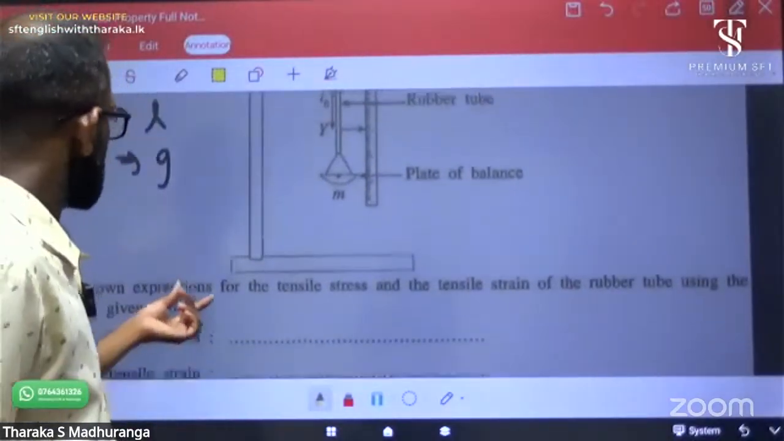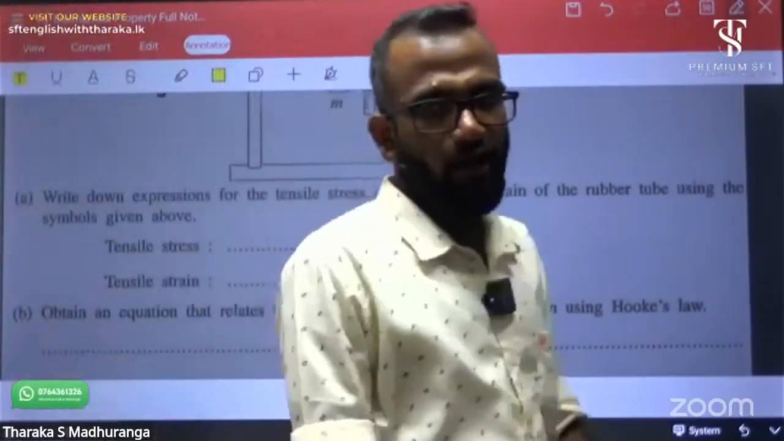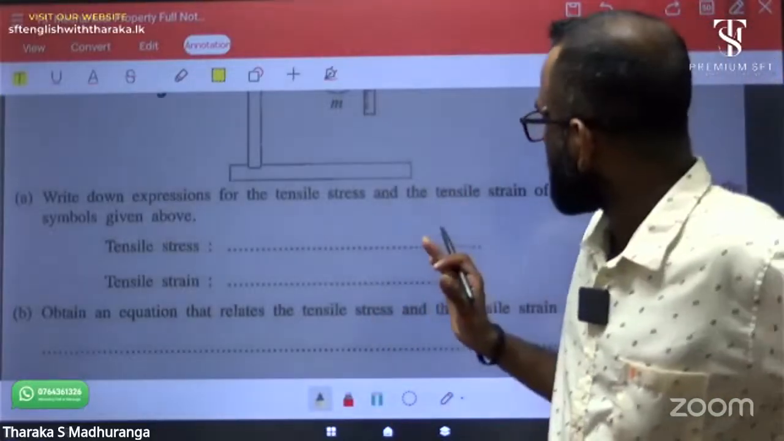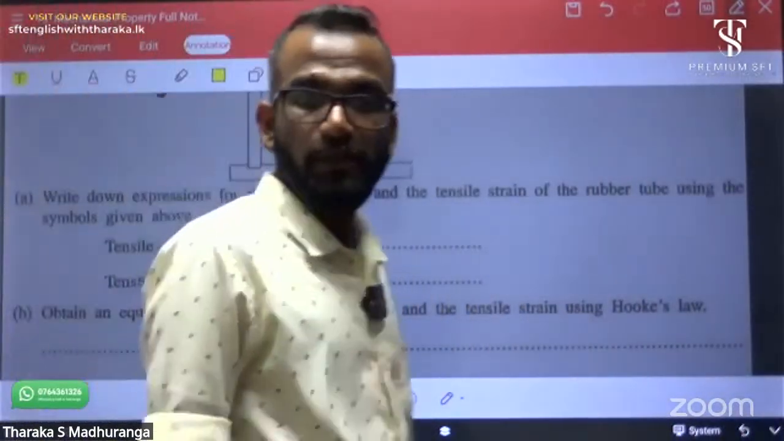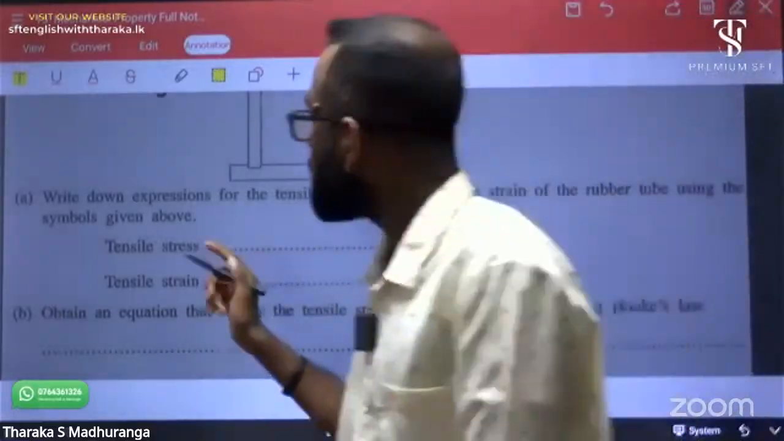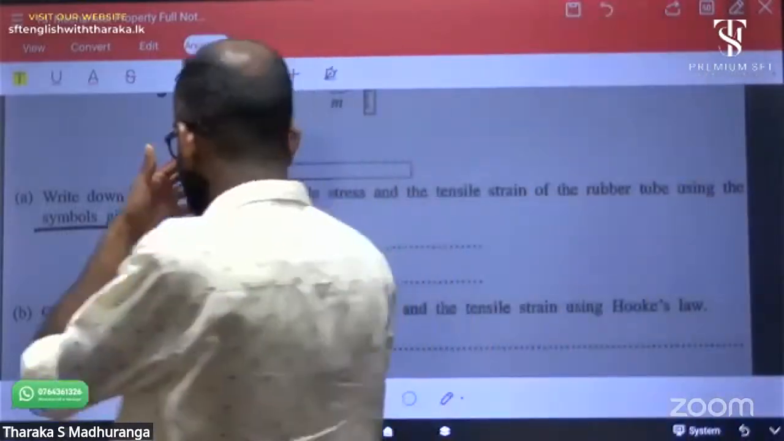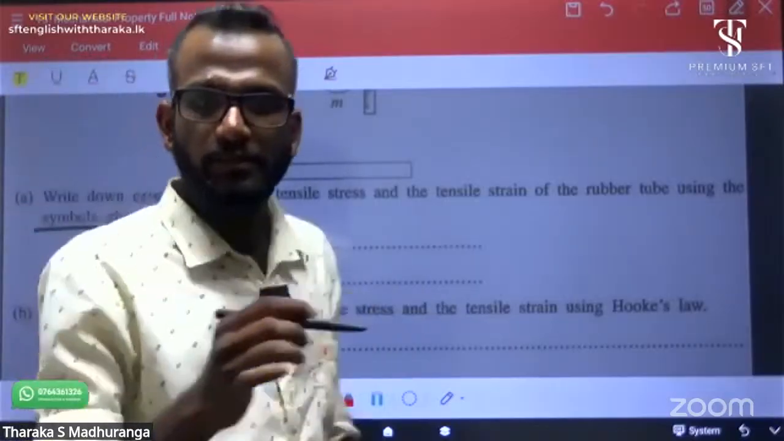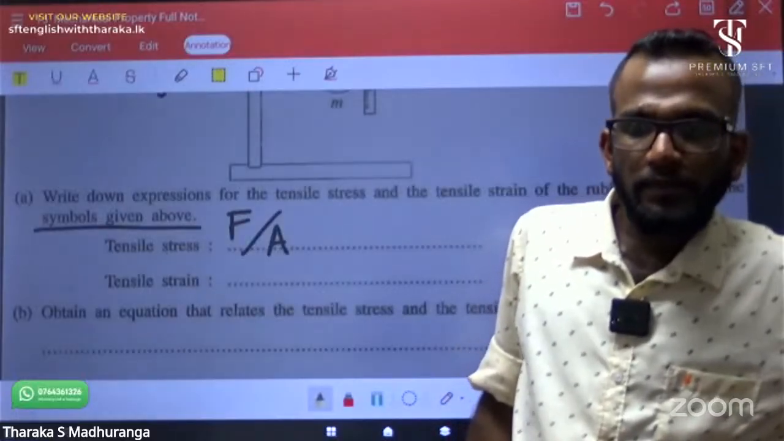We have summarized that. Okay, write down an expression for the tensile stress and the tensile strain of the rubber tube using the symbols given above. Symbols given above, that's the most important thing. You can't write it straight. Now it is stress. If you just write F over A, are you correct? Can you get marks? Completely wrong.